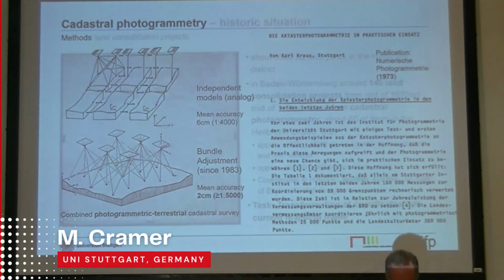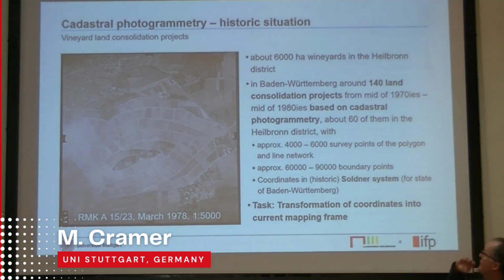So to give you an overview, in the state of Baden-Württemberg there were around 140 projects based on cadastral photogrammetry in the time from about 1970 to the mid-1980s. About 60 of them were in the district of Heilbronn. And the people there estimated that within these projects almost 100,000 border points were determined. So the coordinates of almost 100,000 points.